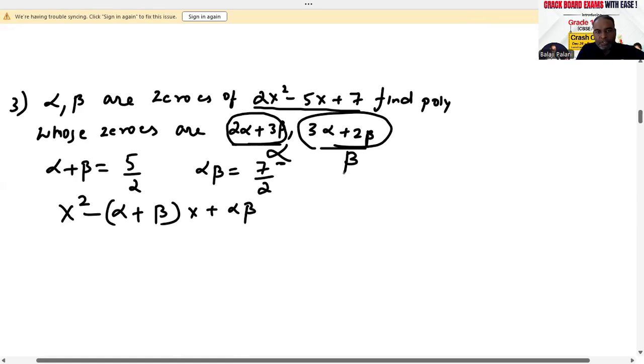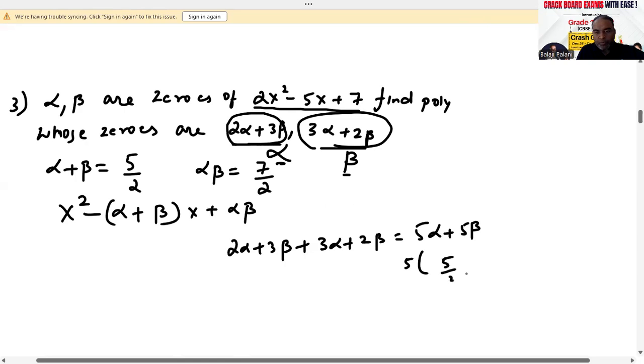So this is your alpha, this is your beta. So let's find the sum and product of these particular roots. 2 alpha plus 3 beta plus 3 alpha plus 2 beta will give me 5 alpha plus 5 beta, which is 5 times alpha plus beta, which is 5 by 2 from the present equation. We just found that, so this is going to be 25 by 2. Sum of the roots which we are going to put in here is 25 by 2.